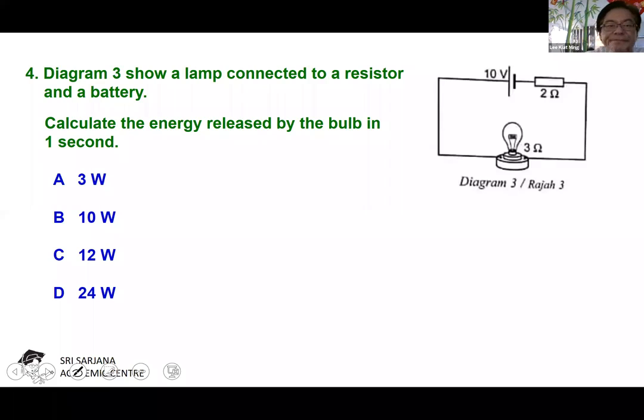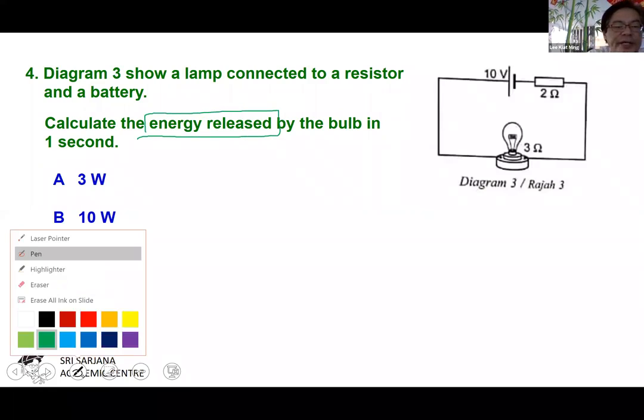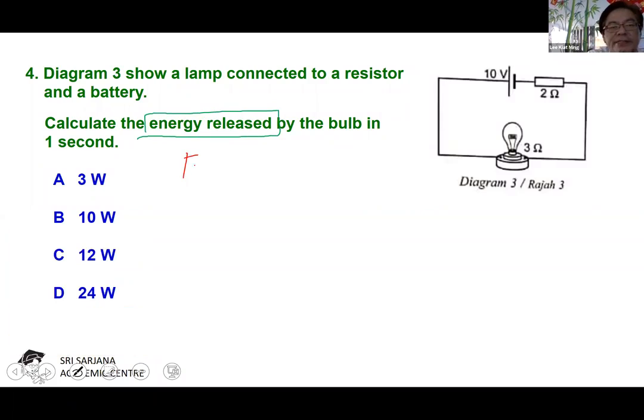Okay, first step, they ask you to calculate the energy release. So you know the formula. When they ask you a question like this, the best formula is the second one. I always tell people to use I squared RT. Got reason, right? You don't have to bother to find the voltage, because surely you can find the current.